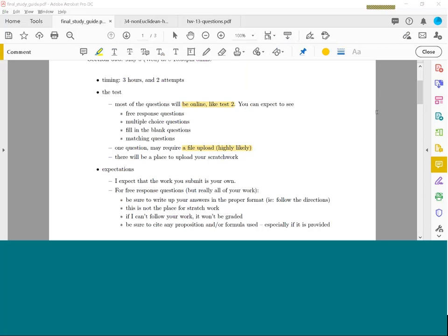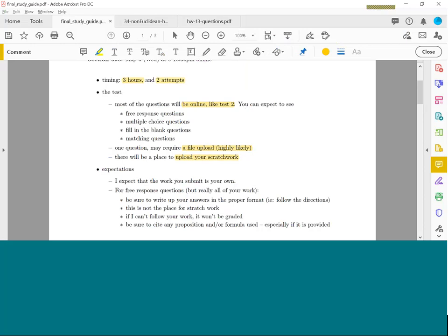Third thing to watch out for is there will be a place where you can upload your scratch work. Please, please, please, if you want to upload your scratch work, make sure you put it there. Do not email it to me. Okay? But those would be the 3 big things to watch out for in terms of the actual test itself.